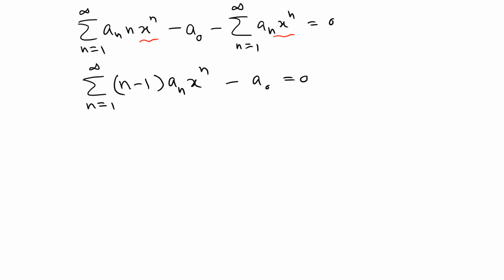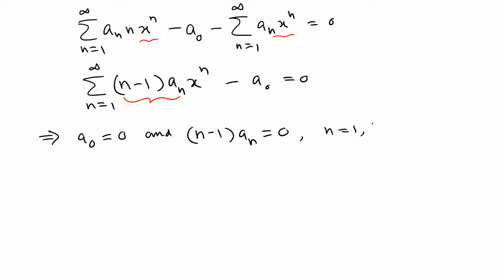So this implies that a naught has to be 0, and all the coefficients also have to be 0 because the other side is a 0. That means (n minus 1) a_n has to be 0 for all the other indices, I mean n going from 1, 2, 3 like that. So this is very interesting. This says that a naught equals 0, and you can see that this term is 0 if n equals 1. So that is the only time that this can be non-zero.